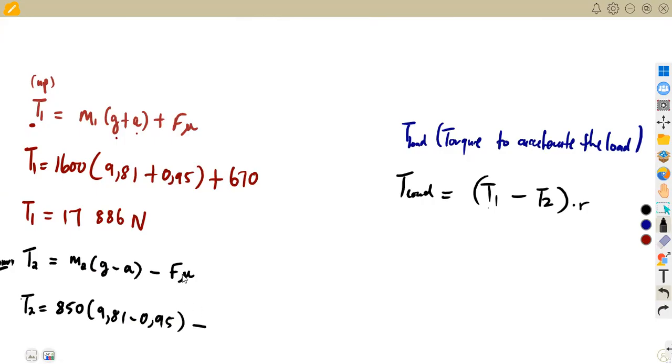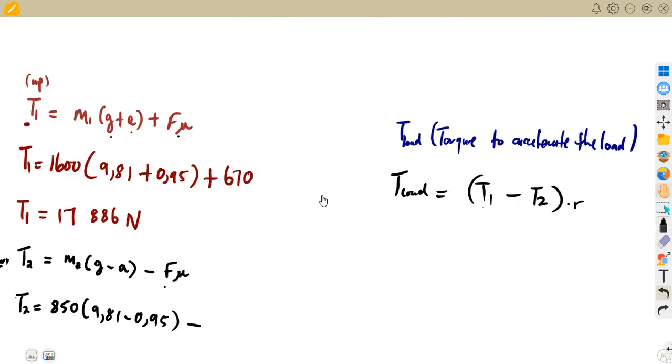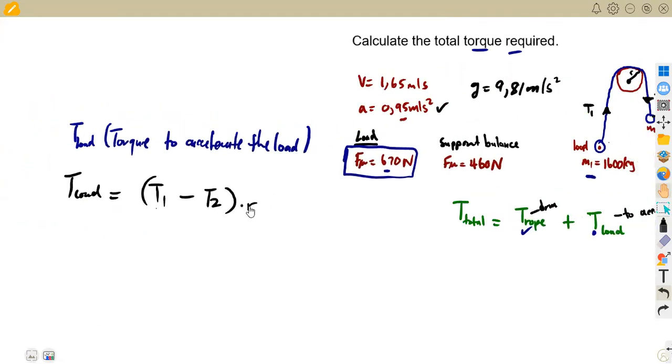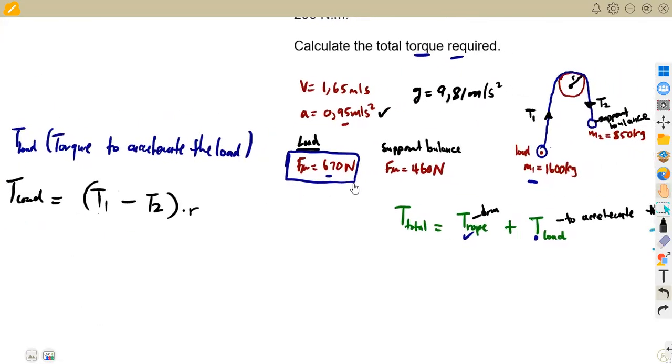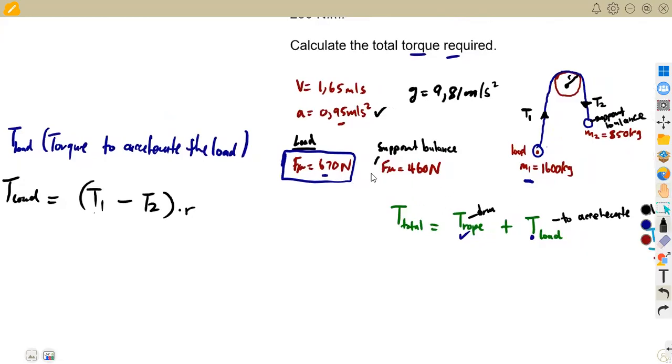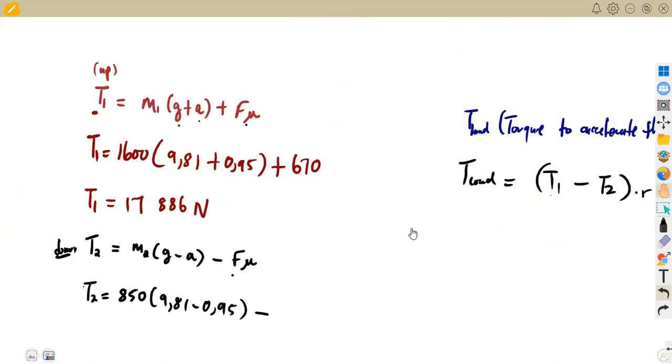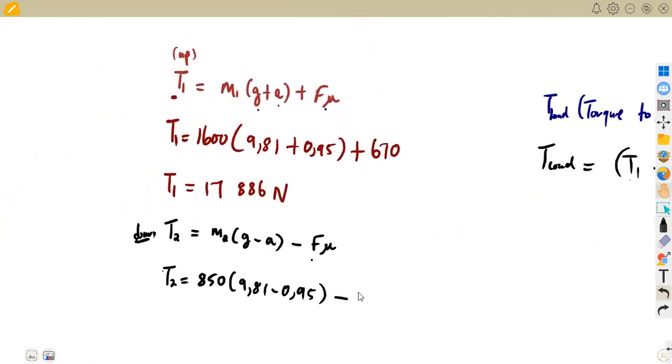And this time we are given different frictional resistances. So we are supposed to use the frictional resistance that is affecting the support balance in this case, and the one that is affecting the support balance is 460. So we are going to subtract 460 in this case. So that is the whole concept. We obtain T2 this way, which is going to be 7,071 newtons.